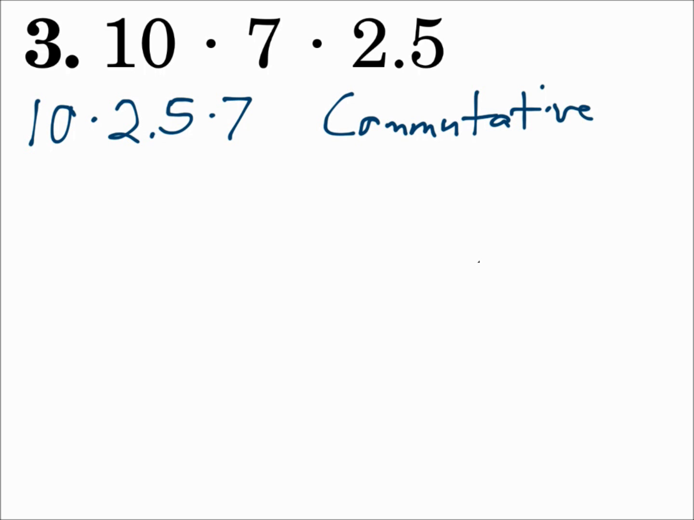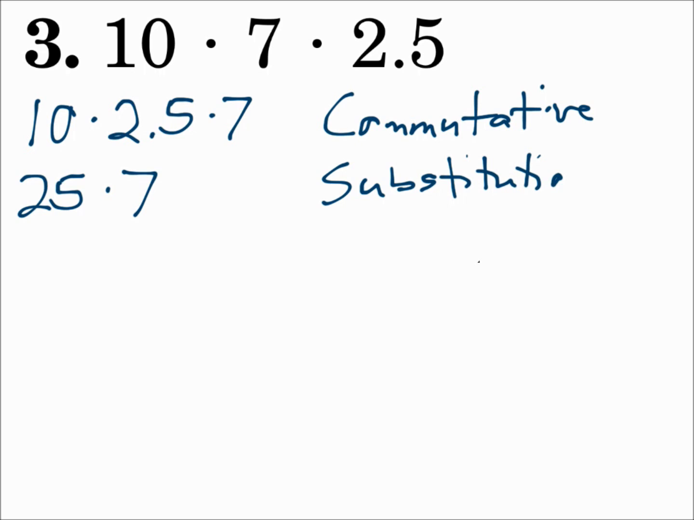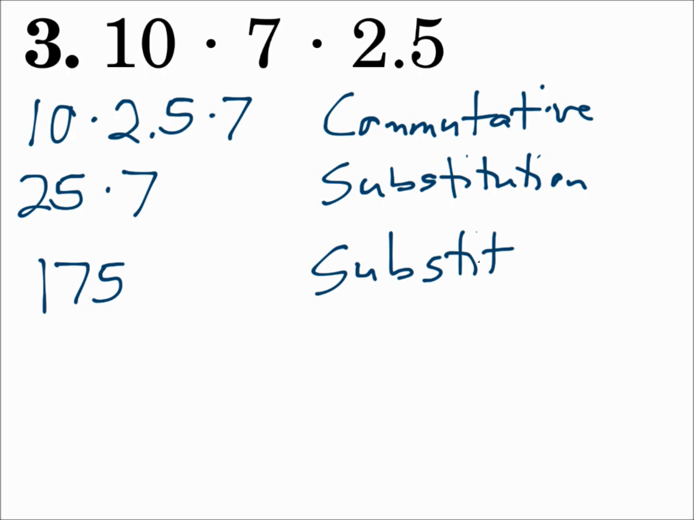Now I can just multiply in order left to right. 10 times 2.5 is 25. That'll be substitution. And finally, 25 times 7 is 175. And that's substitution. Put the numbers together. That'll give you easier numbers to work with.